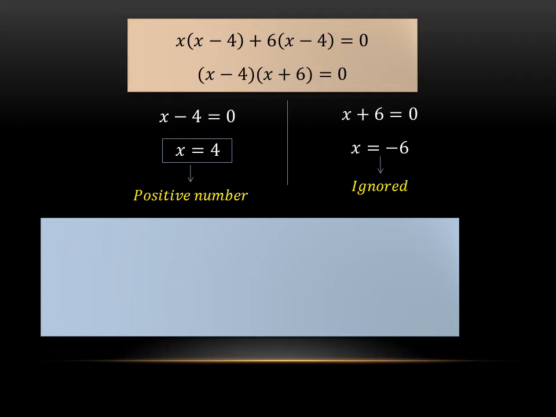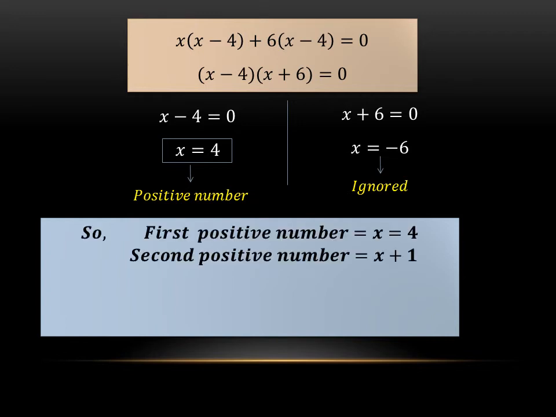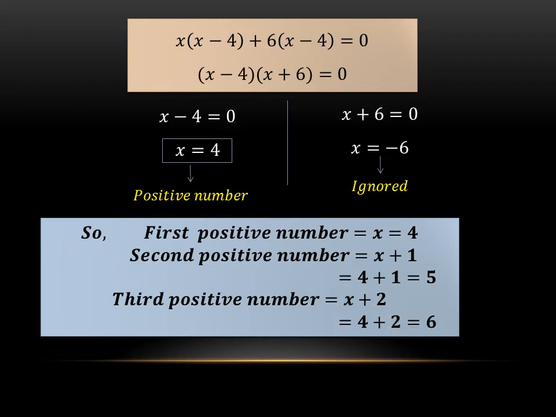What we supposed in the beginning, at the end we have to write the same digits, the same statements, but we will replace the variable, x or y or whatever it was supposed to be, with the answers. So the first positive number, which was x, is 4. The second positive number was x plus 1, so it will become 4 plus 1 equals 5. The third positive number was x plus 2, which will become 4 plus 2 equals 6.